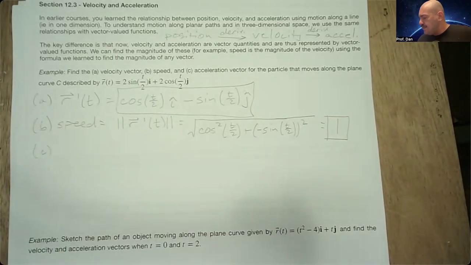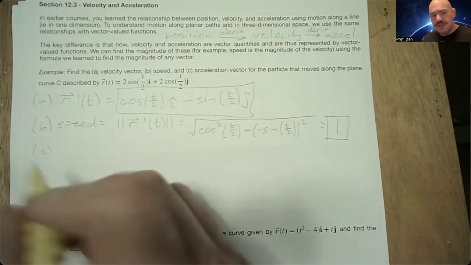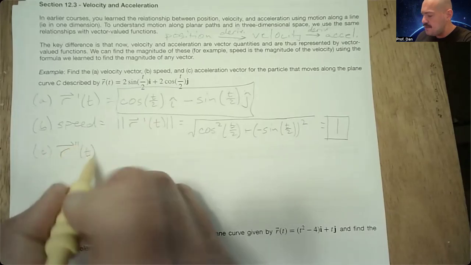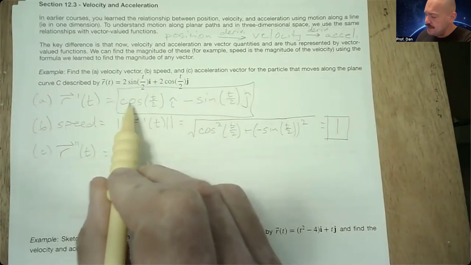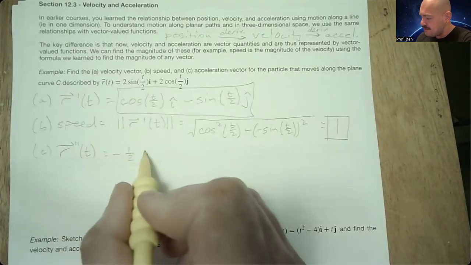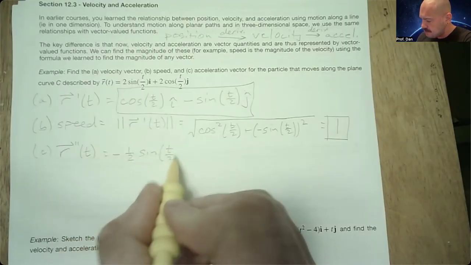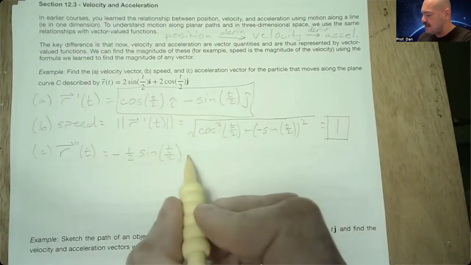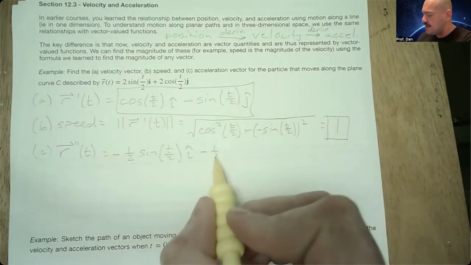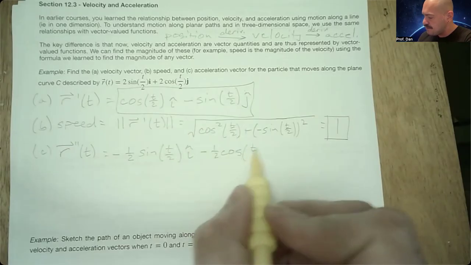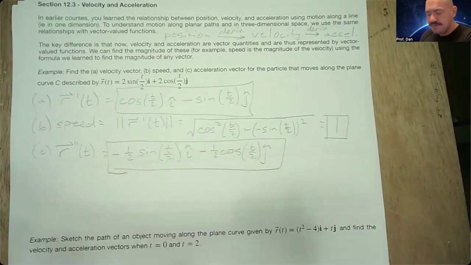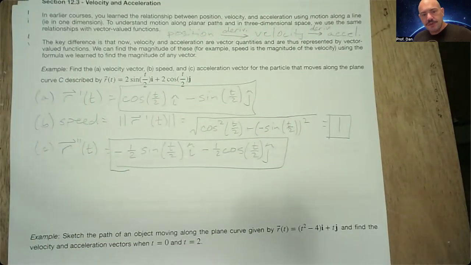And then for part C, we want to find the acceleration vector, which means that we need to take the second derivative. So we want to find r double prime of t. So derivative of cosine, we get negative sine. Derivative of the inside is 1/2. Derivative of negative sine is negative cosine. Derivative of t over 2 is still a half. And that is my acceleration vector. And that's part A, part B, part C.